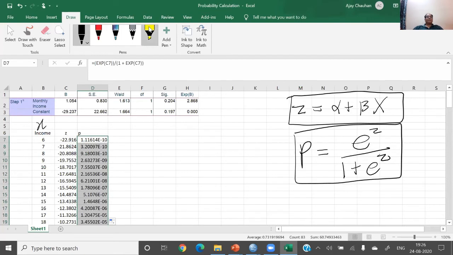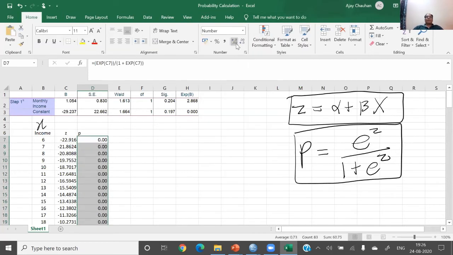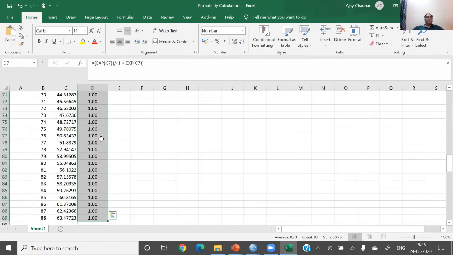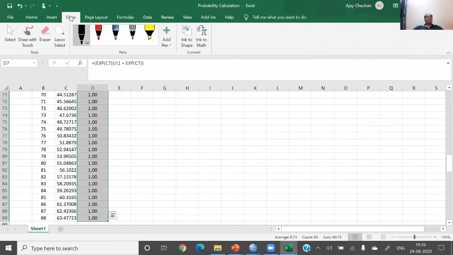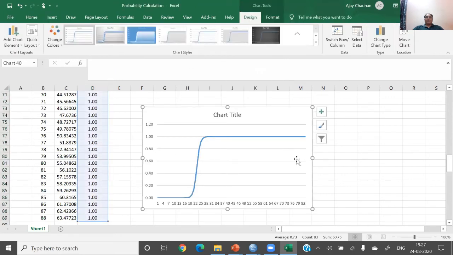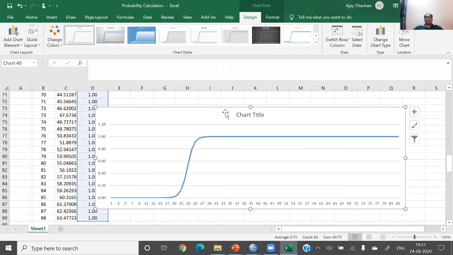And I want this as a number. So this is the calculated value of the probability. And now let's run it. I am plotting this probability. Okay. So this is the behavior of the probability.